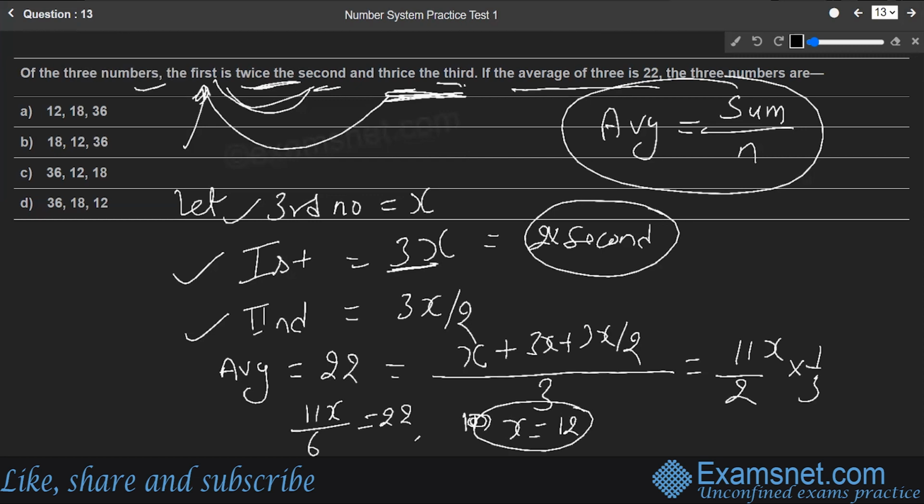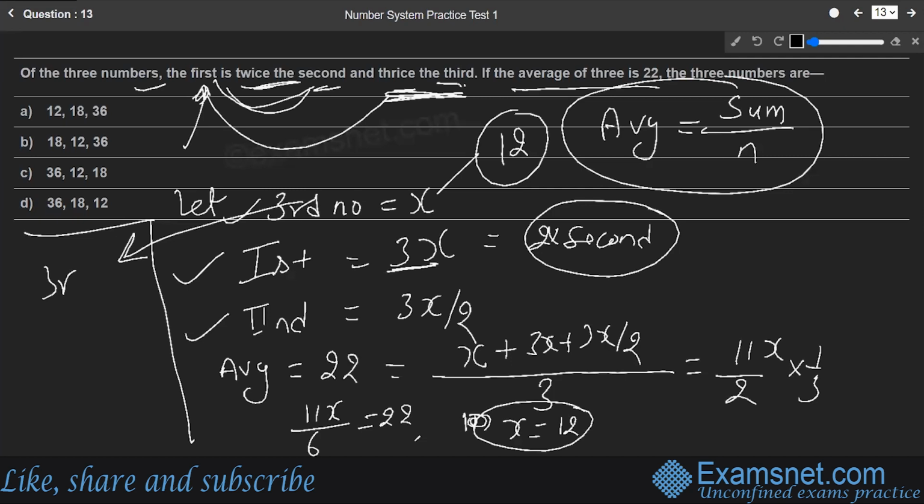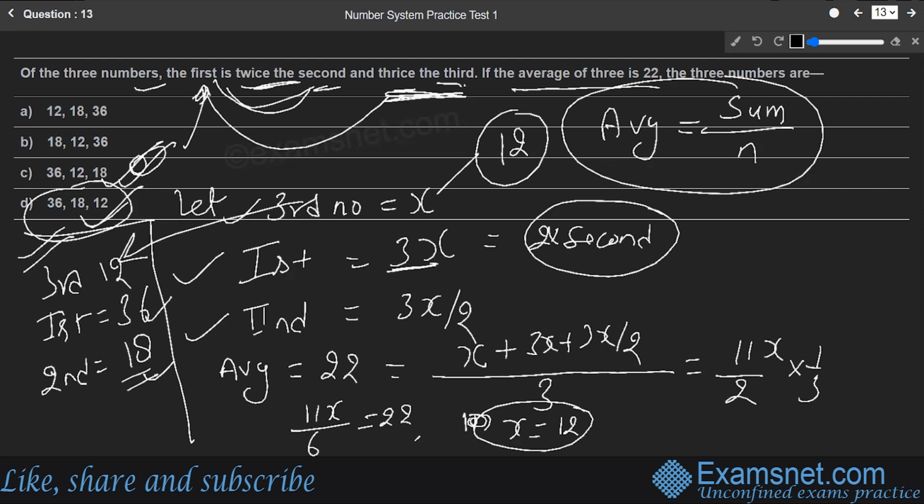He says find the three numbers. So the third number is going to be 12 because it was x. What is going to be the first number? Thrice of third. So the first number is going to be thrice of 12, that is 36. The second number is 3x by 2, that is half of first. So the second number is 36 by 2, that is 18. So these are the numbers 36, 18 and 12. This is available in option number D, 36, 18 and 12. We have to take care of the order also. The right answer is option number D.